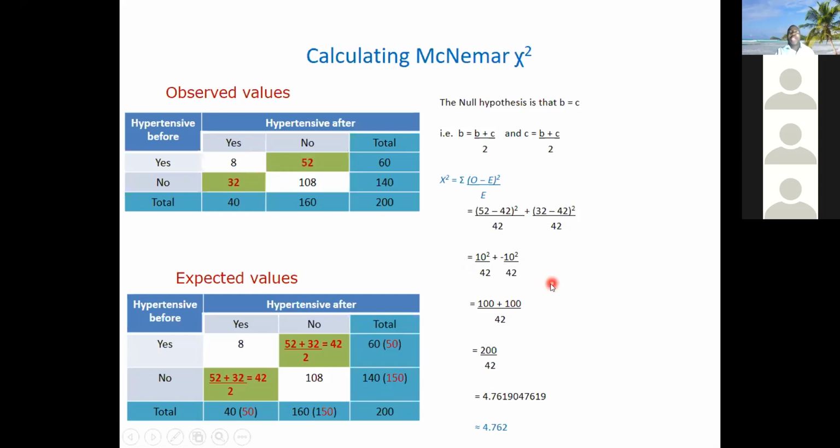So I already told you the concordant cells are not part of the calculation. It's only those that changed. So the chi-square would be for only 2 cells, not for the 4 cells. It's not for the cells that did not change. So 52, which is the observed for this one, minus the expected 42, squared, over the expected 42, plus 32, which is the observed for this one, minus the expected 42, squared, over 42. When you calculate it, it will give you 200 over 42, which is 4.762. Does it make sense? Okay, the expected we even calculated, let me put it here. Does it make sense?